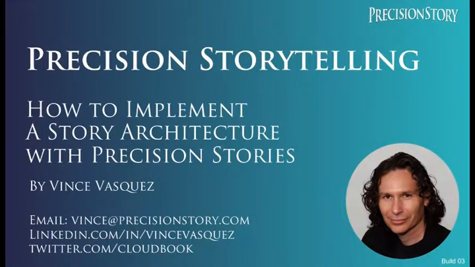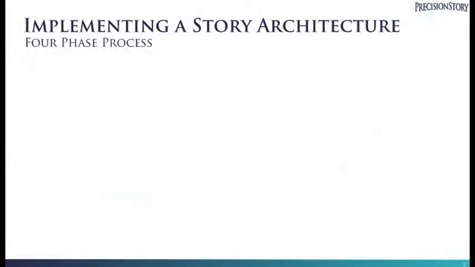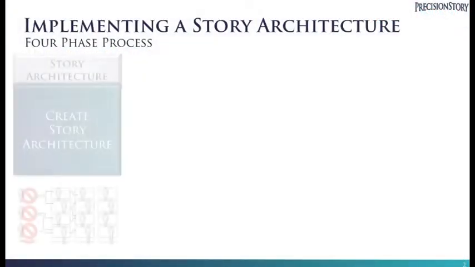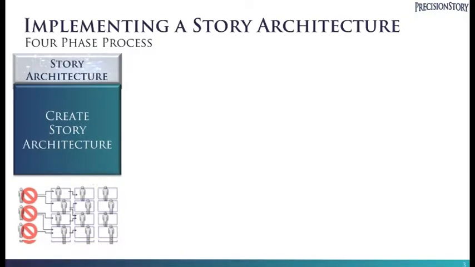In this episode, we'll describe the 10-step process for implementing a story architecture with precision stories, which breaks down into the following 4 phases. In the first phase, we create the story architecture. A story architecture is completed once we have defined all the why, what, and how questions to answer, all the who customers to highlight, and all storytellers have been assigned.